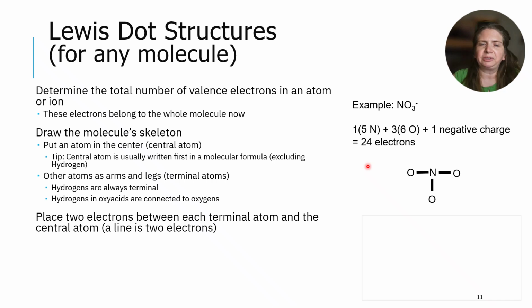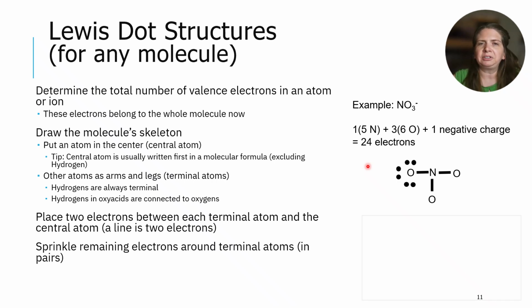Distribute the remaining electrons to the terminal atoms in pairs. Give each oxygen atom 3 lone pairs. That way it completes its octet. Remember that each lone pair contains 2 electrons. After doing this, all 24 electrons have been placed in the structure.